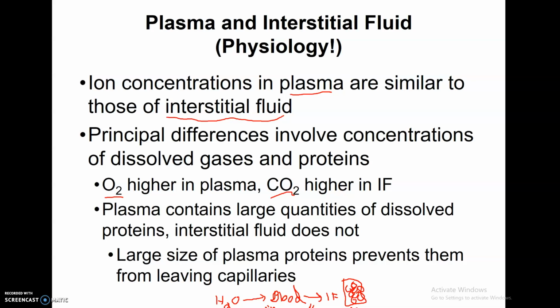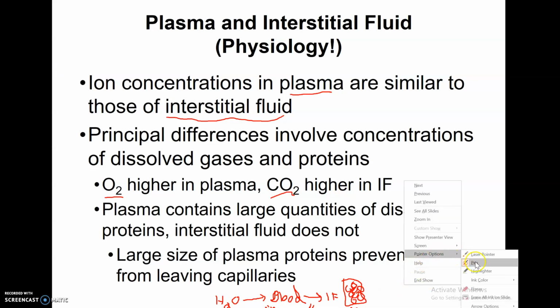The tissues then release carbon dioxide and other byproducts that can be reabsorbed out into the blood. So let's look at what's happening here.